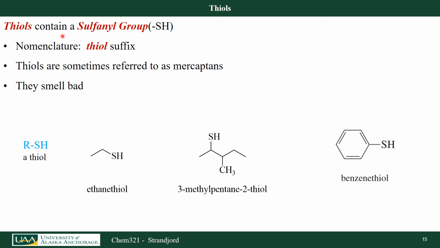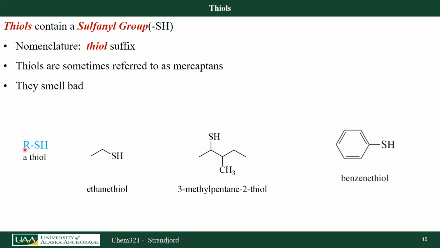Thiols are hydrocarbons that contain a sulfanyl group or a sulfur hydrogen, much similar in reactivity and nomenclature to alcohols. Nomenclature-wise, this is our thiol suffix. Thiols are sometimes referred to as mercaptans. That's an old historical name, specifically related to the scent of skunks. So thiols typically smell bad.